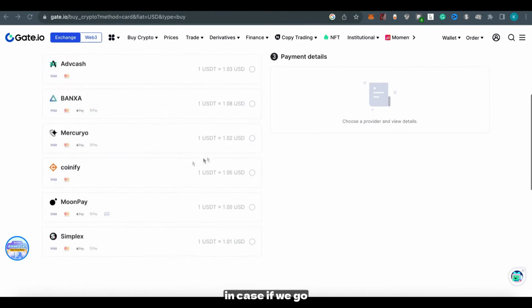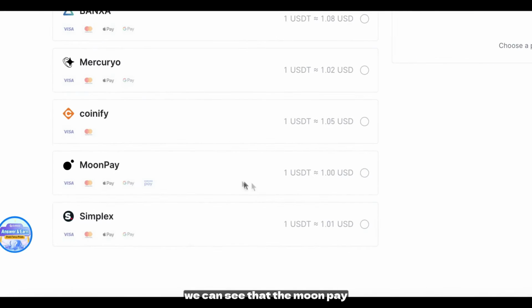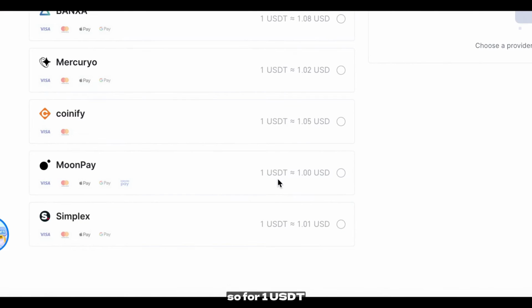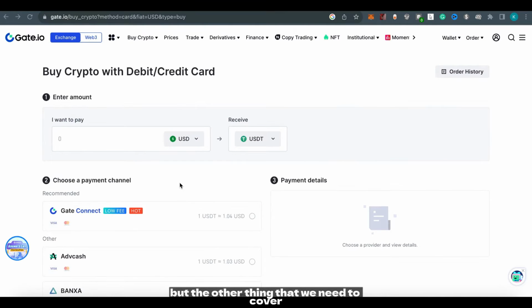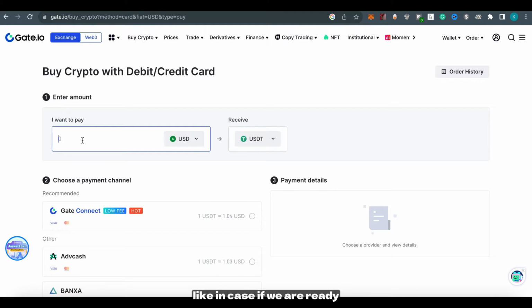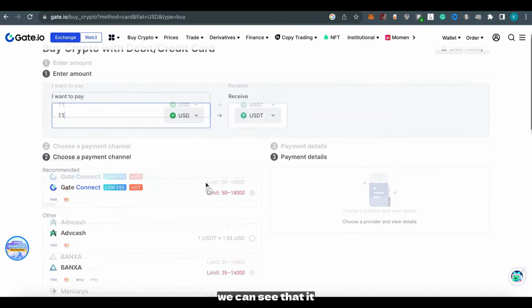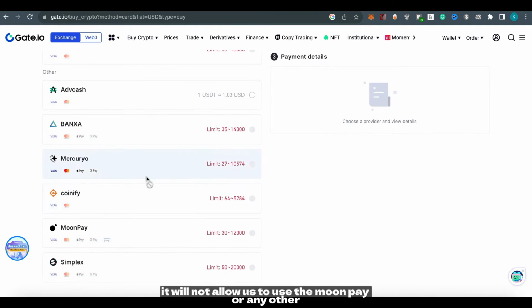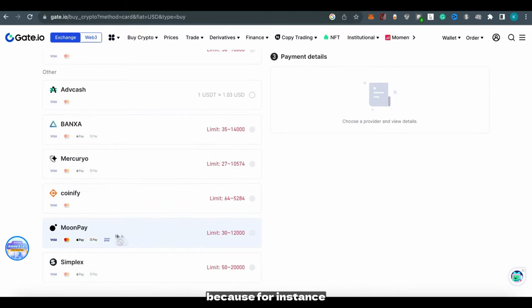But at the same time, if we go further and scroll down a little bit, we can see that MoonPay has the lowest rate. So for 1 USDT, you need to pay 1 USD. But the other thing that we need to cover is that it has different range limits. So for example, if we are ready to spend 11 USDT, we can see that it will not allow us to use MoonPay or any other, because for MoonPay, the limit is going to be from 30 USD.